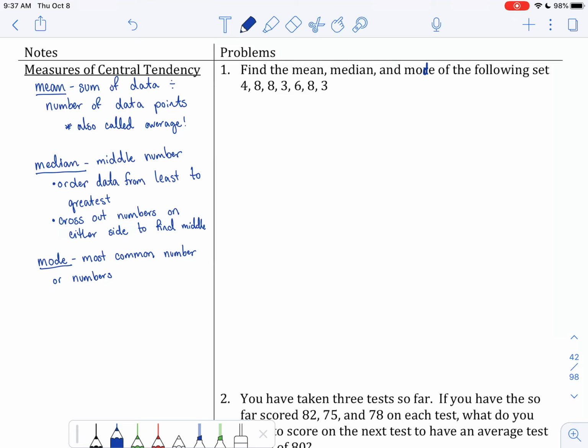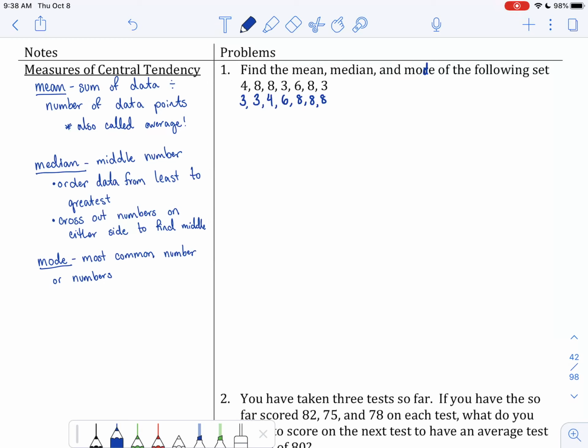So the first thing that I find helpful is that for most of these, reordering is going to be helpful. Median, obviously, but it's also going to be helpful for mode. So I'm going to start by reordering the terms from least to greatest. In this case, our least term is 3, and we have 2 of those. Then we have a 4, a 6, and 3 8s. One thing that I like to do when I reorder is write everything directly below. If these lists are the same length, I know I didn't forget any numbers.